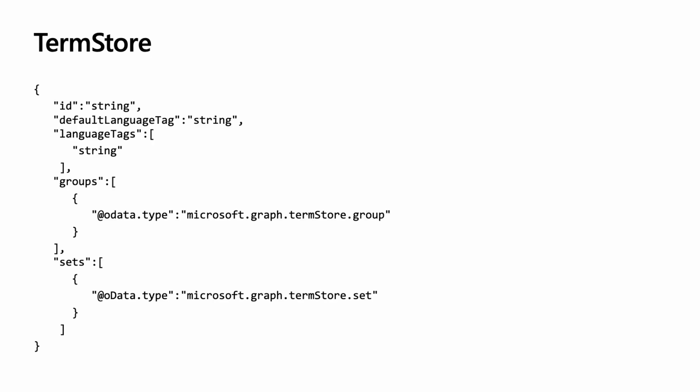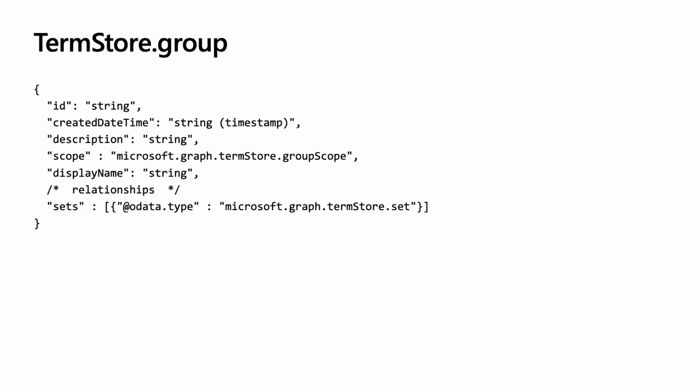Discussing the term store entity briefly, you can see that the properties it has are the default language tag, which represents the default working language, and specification of the other working languages. The group entity allows you to add a description and also define the scope. So if you have a global term group, you can specify global here. If you want a local term group, you can specify site collection here or the other allowed value, system.